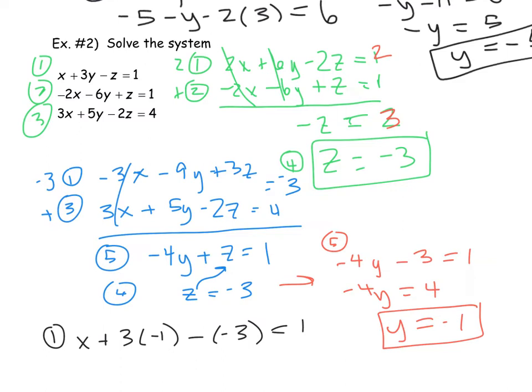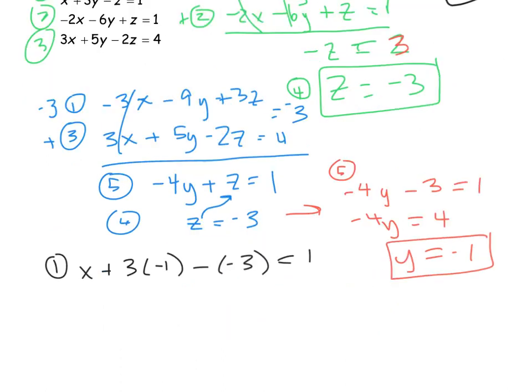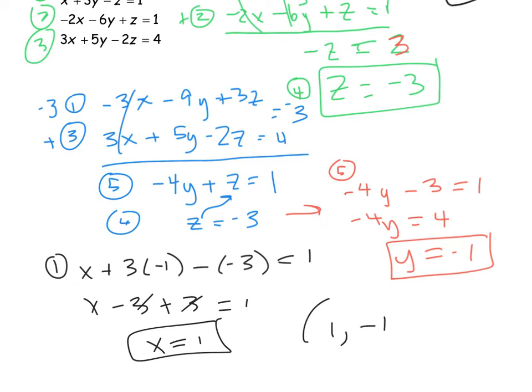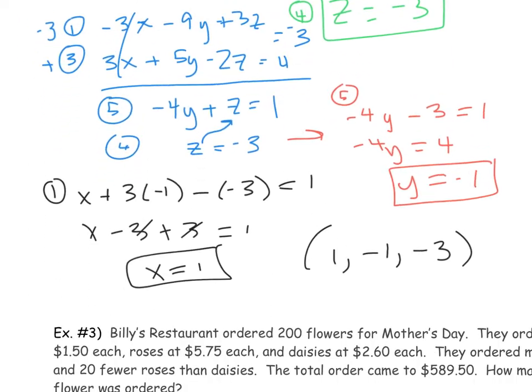Let me move this up a little bit. So we have x minus 3 plus 3, well, they cancel, and that equals 1, so x equals 1. My ordered triple is 1, negative 1, negative 3. And it looks like what I got on my answer key, but we definitely want to check it.